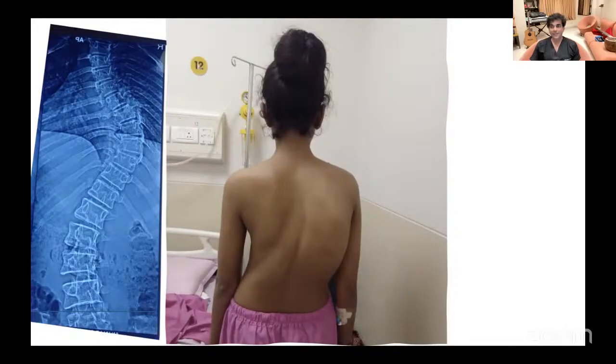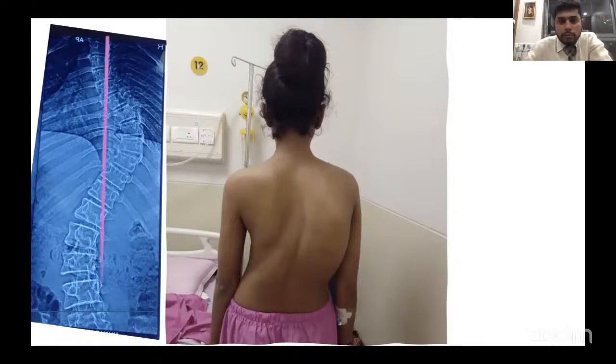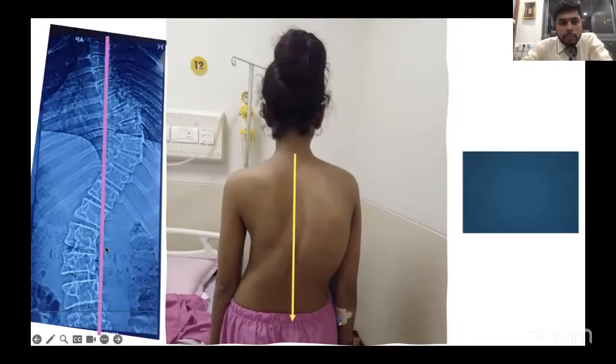So the hospital does not have a full X-ray facility, so we would just be able to find the CSVL based on the pelvis that we could see here. So it is more like a type C Lenke because the apical lumbar vertebra is completely shifted from the CSVL. So we classified this as Lenke type 1C.